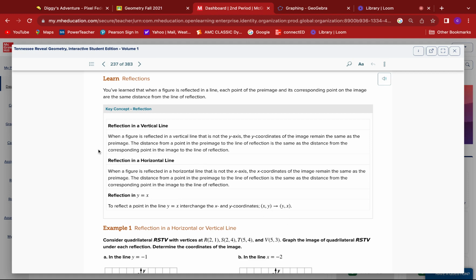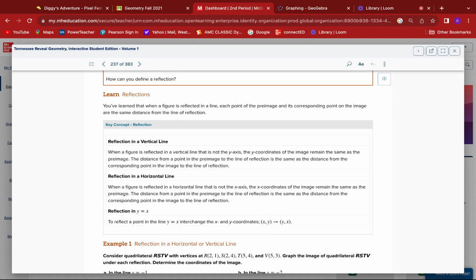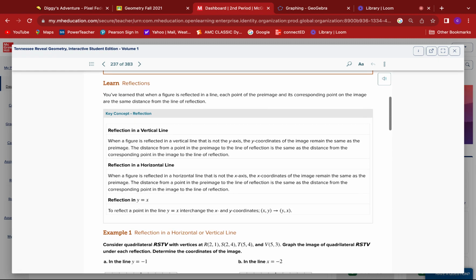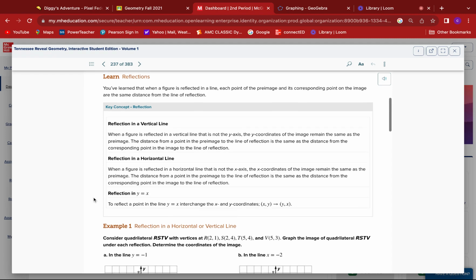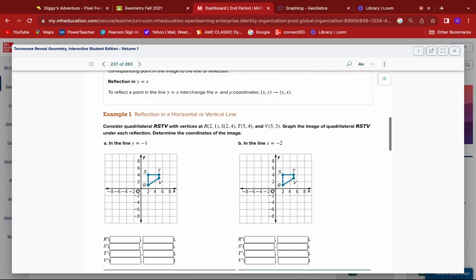I don't know if you guys remember back in the other unit we were talking about reflections. So I'm going to go through not only the examples in here, I'm going to go and remind you of the x-axis, y-axis, and origin as well. Okay, so let's get into this.